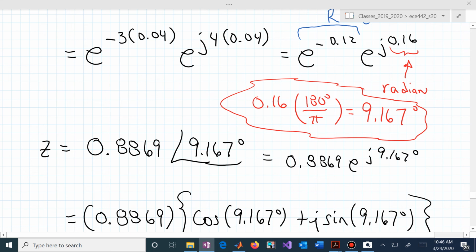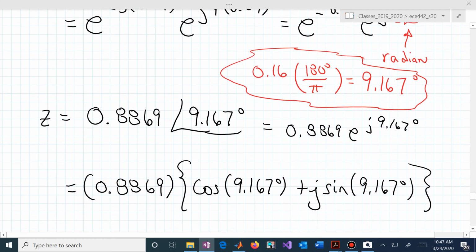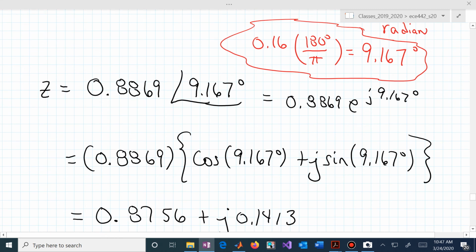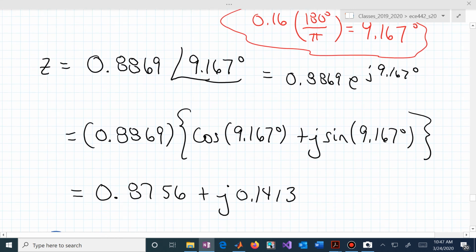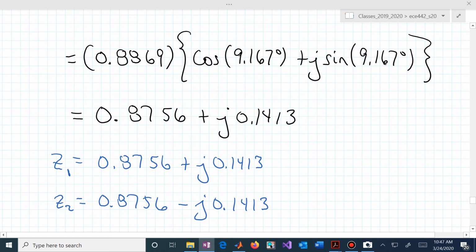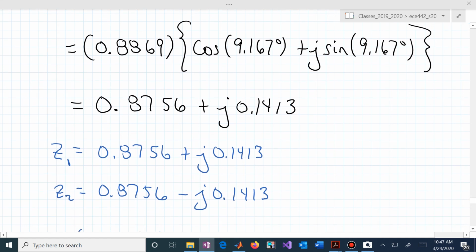We could write that in a phasor form, which you're probably familiar with, but that's really just equivalent to 0.8869 e to the j 9 degrees. We can use Euler to take that into rectangular form, and now that we know where the positive imaginary component pole mapped to, we know where the conjugate is. We just negate the sign of our conjugate variable. Now we have z1 and z2.